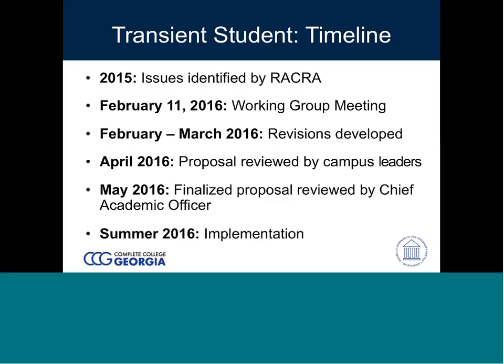In February, we established a working group of registrars, advisors, and system office staff that began discussing these challenges. And in March, we identified some recommendations that would help students complete the transient process and earn credit. And this month, we're providing these recommendations to you all and other campus leaders to review and provide feedback.